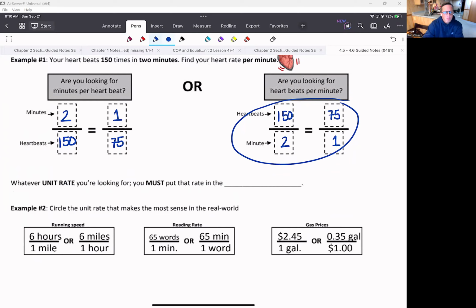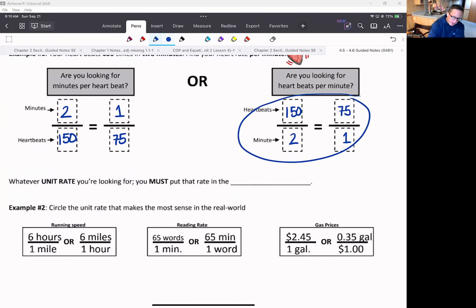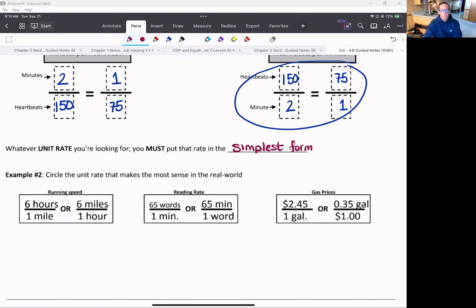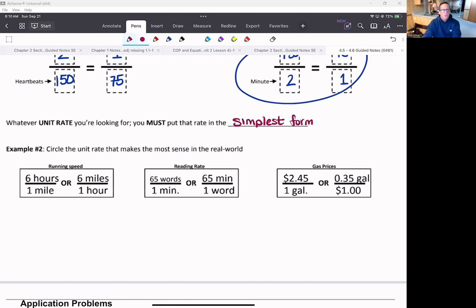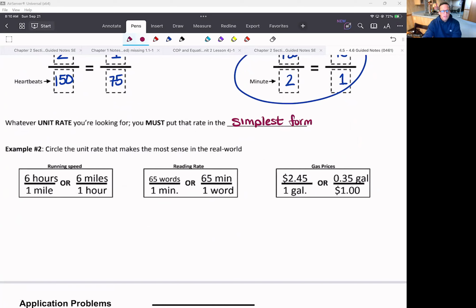Whatever unit rate you're looking for, you must put that rate in simplest form. So simplify it to lowest terms as much as possible. Circle the unit rate that makes the most sense in the real world.